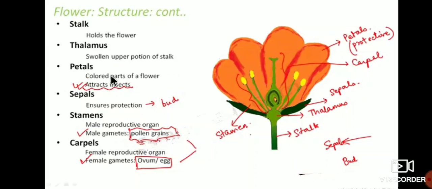Next, petals. Colored part of a flower attracts insects. These petals are very important in the flowers because they attract the insects. If the color is red or dark, the insects will be easily attracted to the flower, and they come and suck the nectar. In that time, the reproduction takes place inside the flower. How that takes place, we are going to study in the next continuation.